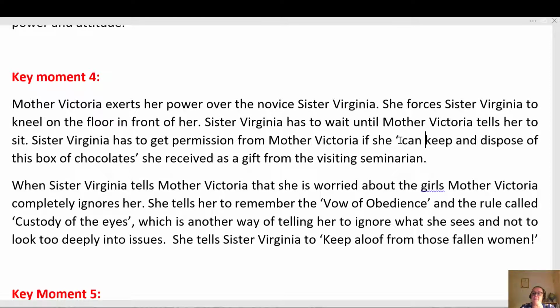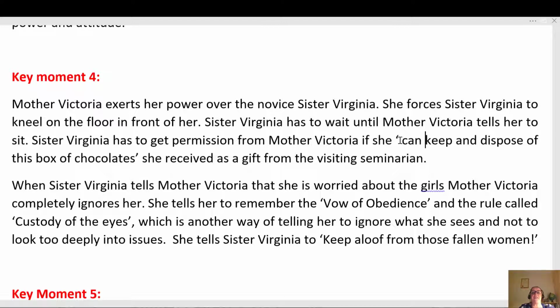She forces Sister Virginia to kneel on the floor in front of her. Sister Virginia has to wait until Mother Victoria tells her to sit. Sister Virginia has to get permission from Mother Victoria if she can keep and dispose of this box of chocolates she received as a gift from the visiting seminarian.